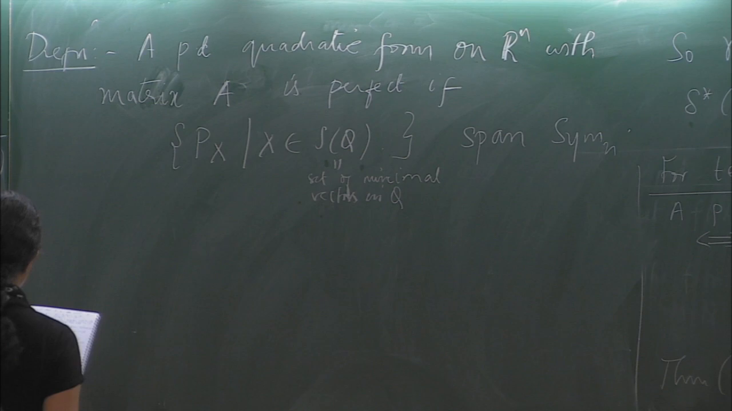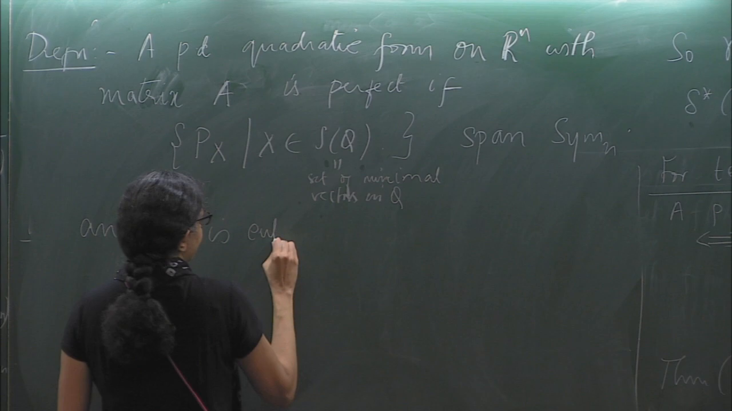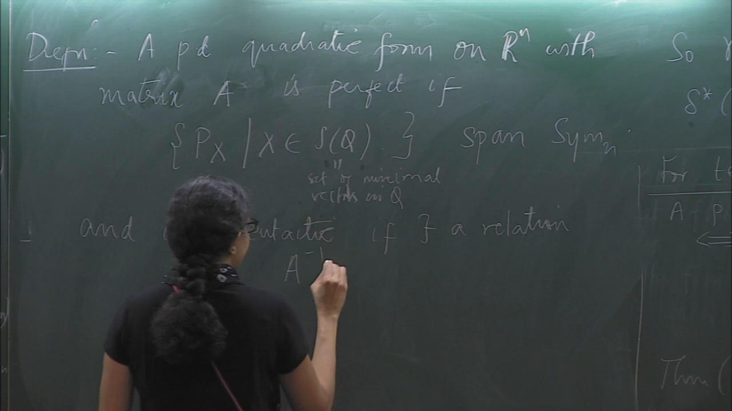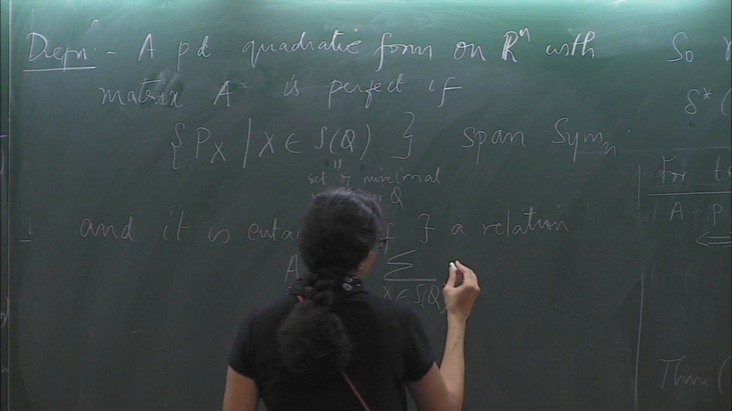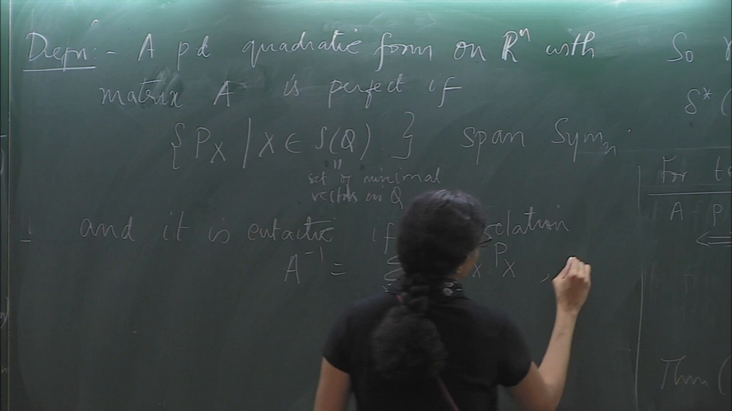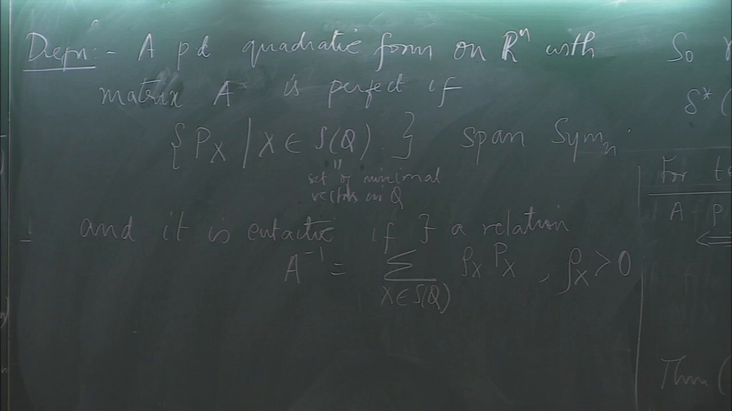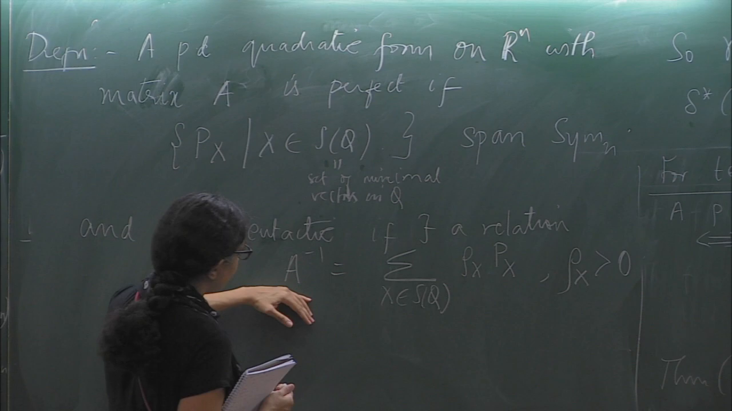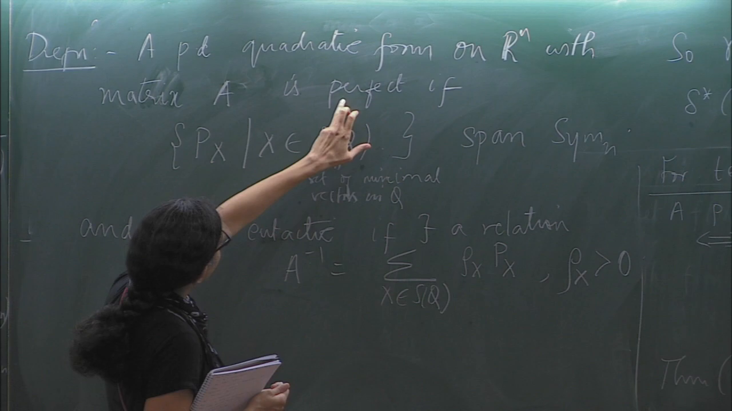And it is eutactic if there exists a relation for the matrix A inverse: A inverse is the sum over x in S of Q of rho x Px, with these coefficients rho x strictly greater than 0. There's a weaker definition. It is called weakly eutactic if the inverse of A can be written as a sum like this. And note that a form being perfect immediately implies that it is weakly eutactic, because A inverse belongs to Sym n.